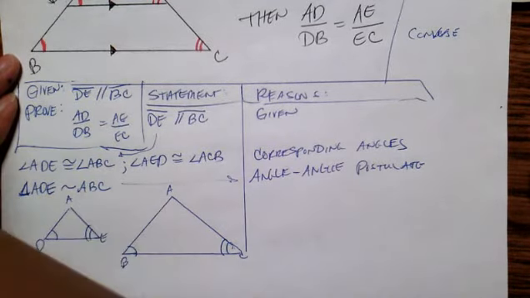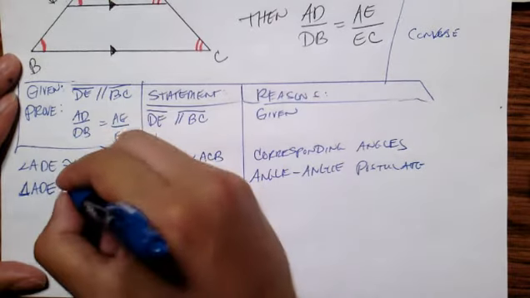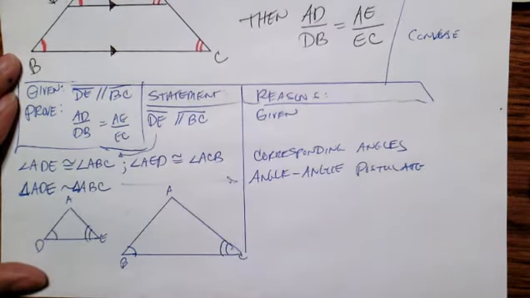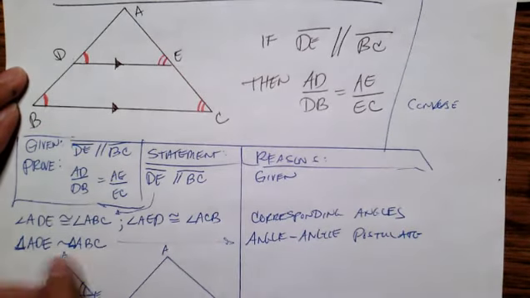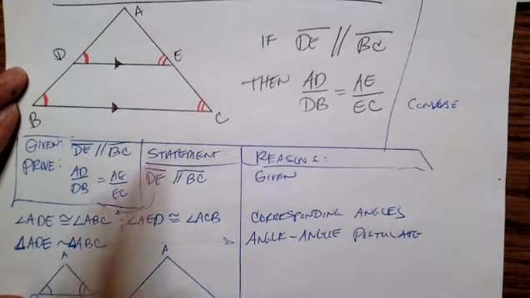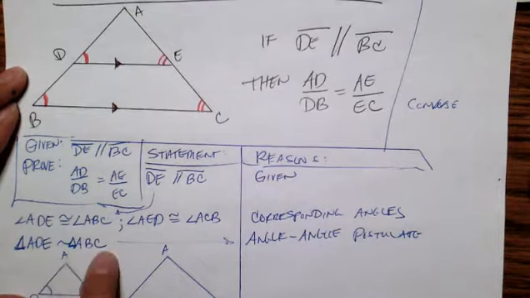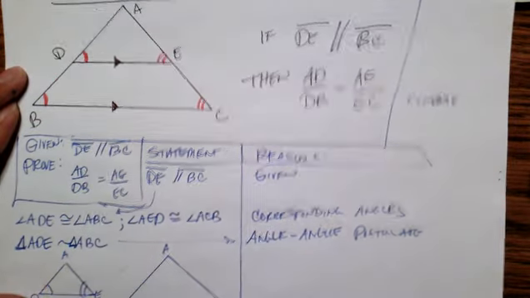Now remember, it's actually triangle ABC. I made a mistake. Remember, when you write the similarity statement, they have to match up. Notice how the D and the B match up as the second letter. The E and the C match up as the last letter right there. And the unknown angle is A. So that's the angle postulate, okay? So then you have that.